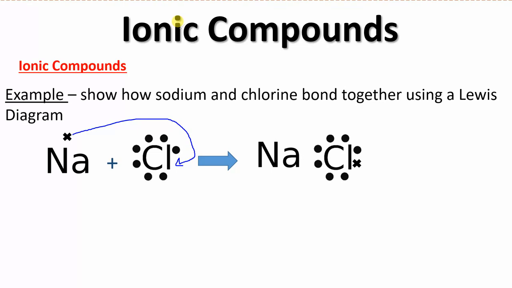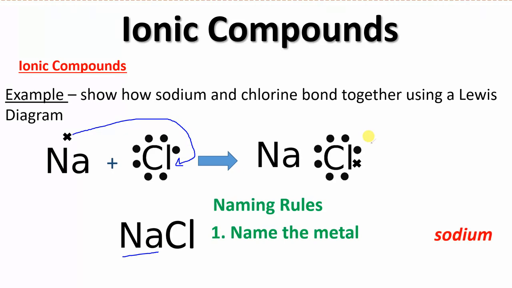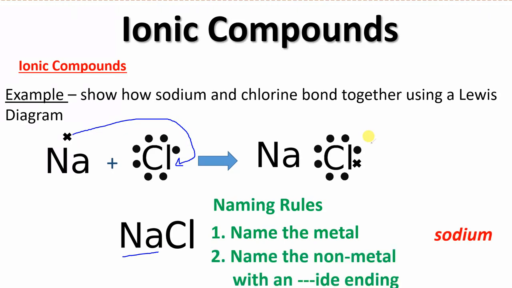And we've made our discovery that every time you put sodium and chlorine together, you are going to end up with 1 of each. And this happens to be our formula when you put sodium and chlorine together. You get sodium chloride. And those are the naming rules here as well. So firstly, you'll name the metal. The metal comes first. It's sodium, so you call it sodium. And then you name the nonmetal with an "ide" ending. So chlorine becomes chloride, sodium chloride.